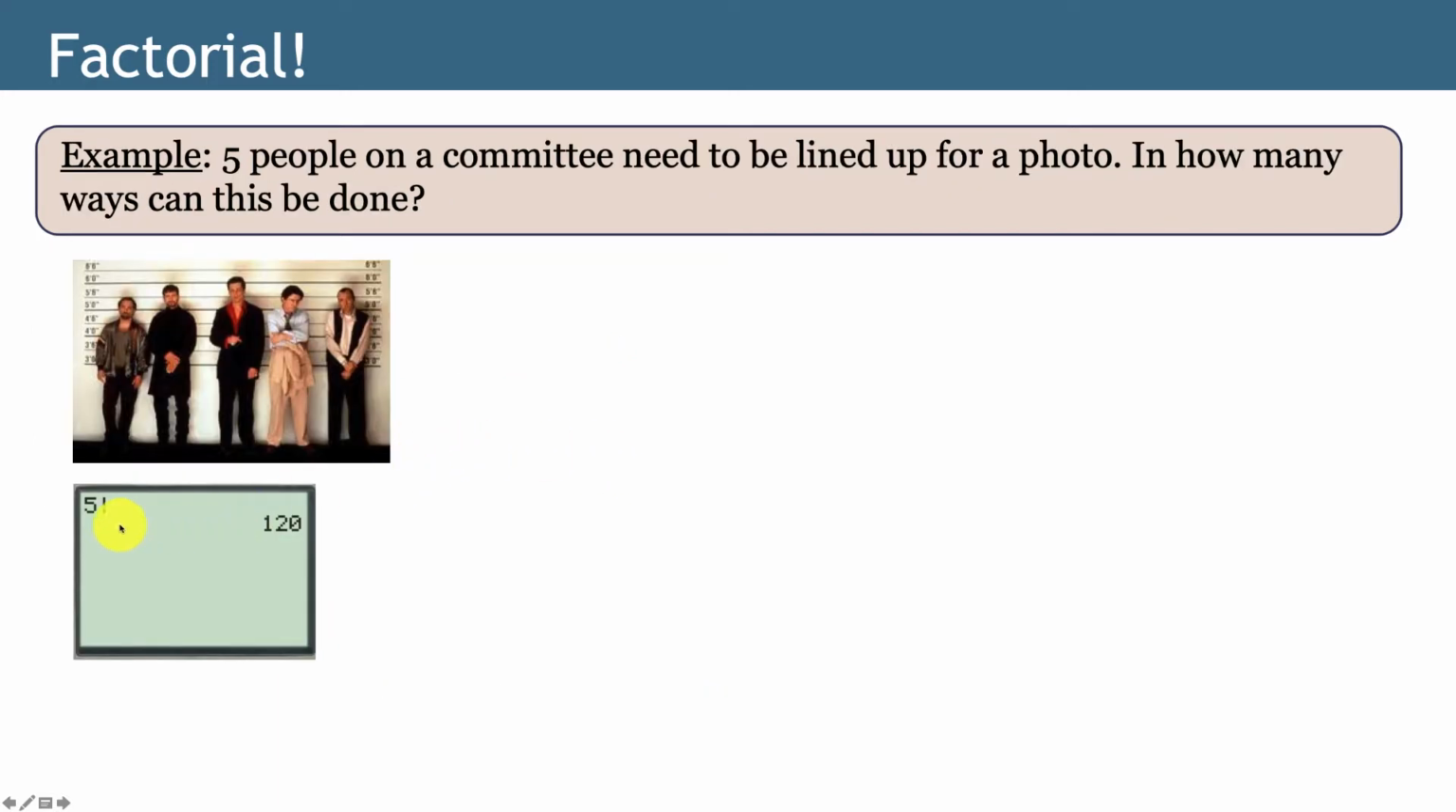Now, by the way, you should have a button on your calculator for this. It's under math or under the PRB area, probability. If you're struggling with finding that, then you can talk to me sometime in class, and I can show you where that's at.